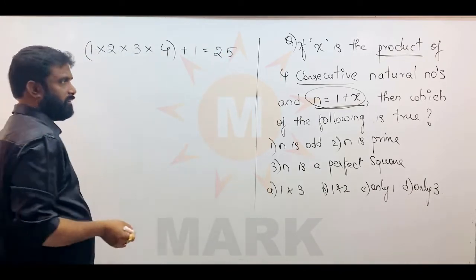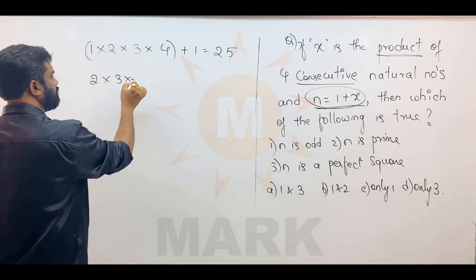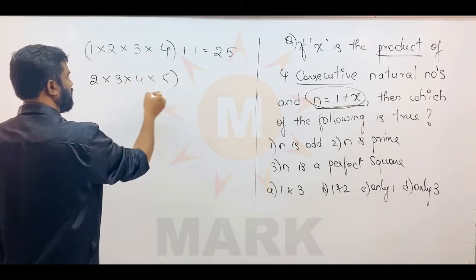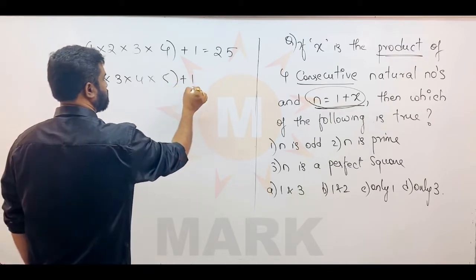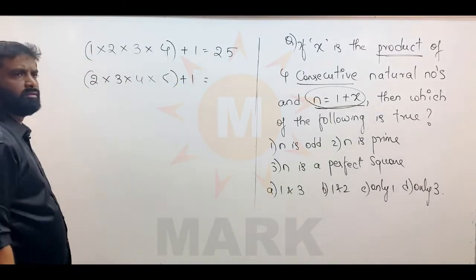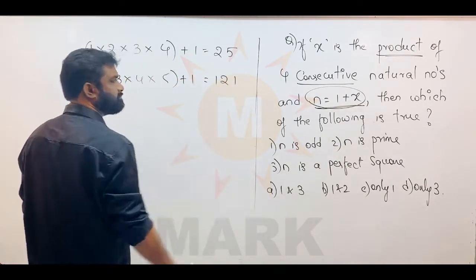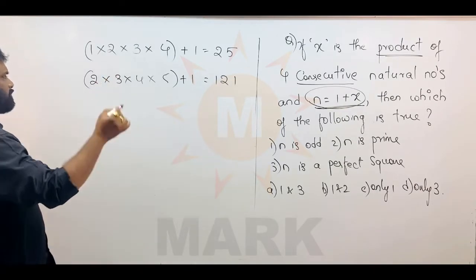The result is 25. One more example we will take. 2 into 3 into 4 into 5 plus 1. 2 3s are 6, 6 4s are 24, 24 5s are 120. 120 plus 1 is equal to 121. Like that, so many examples we can take.